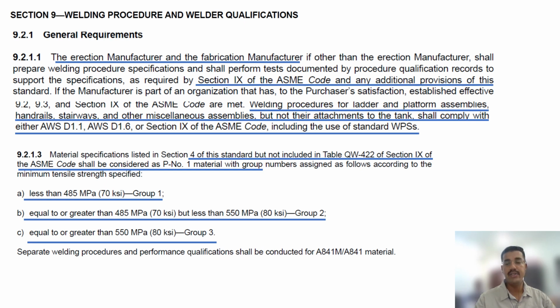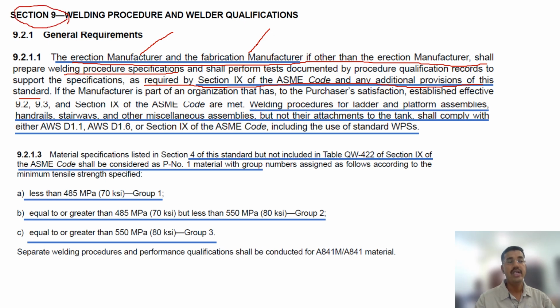Section 9, as I told you last time, is for the welding procedure and the welder qualifications. What welding procedure and welder qualifications do we need? The erection manufacturer, and the fabrication manufacturer if other than the erection manufacturer, shall prepare the welding procedure specification. So not the purchaser. The erection manufacturer or the fabrication manufacturer has to make the WPS as required by section 9 of the ASME code and any additional provision of the standard. The additional provision is section 9.